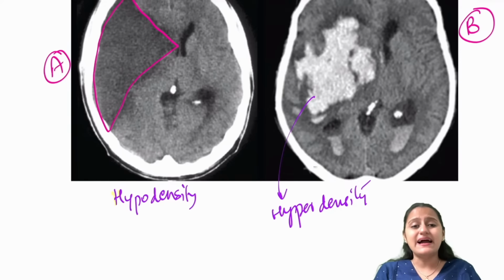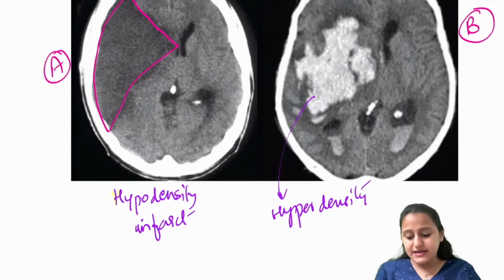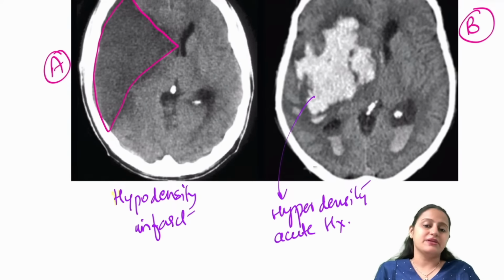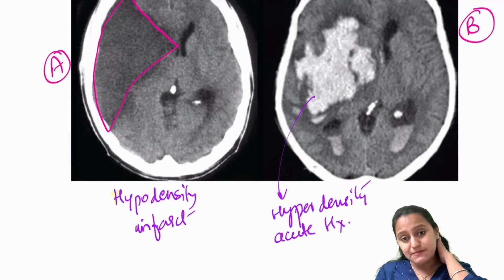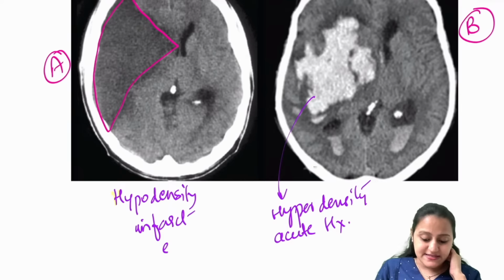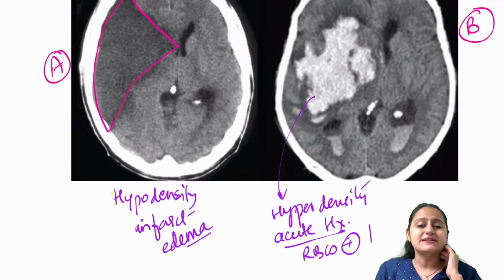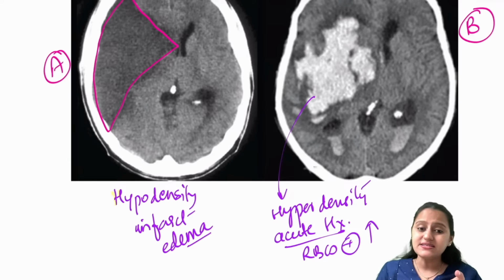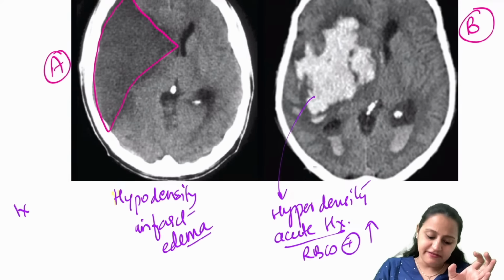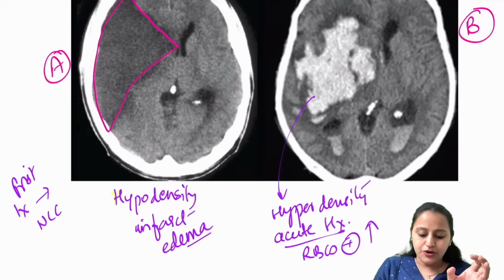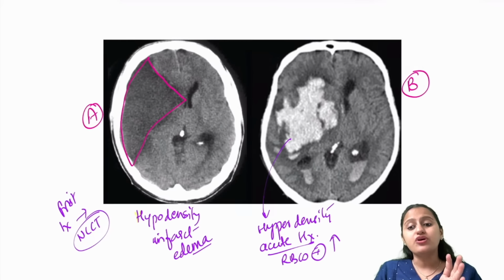So a very well defined hypodensity like this in the brain represents infarct and the hyperdensity represents acute hemorrhage, right? So please remember that infarct is hypodense and acute hemorrhage is hyperdense. Because in infarct there is edema which decreases the density. Acute hemorrhage has RBCs present, which increases the density. Clear with everyone? In both of these, the first investigation that you do is non-contrast CT.